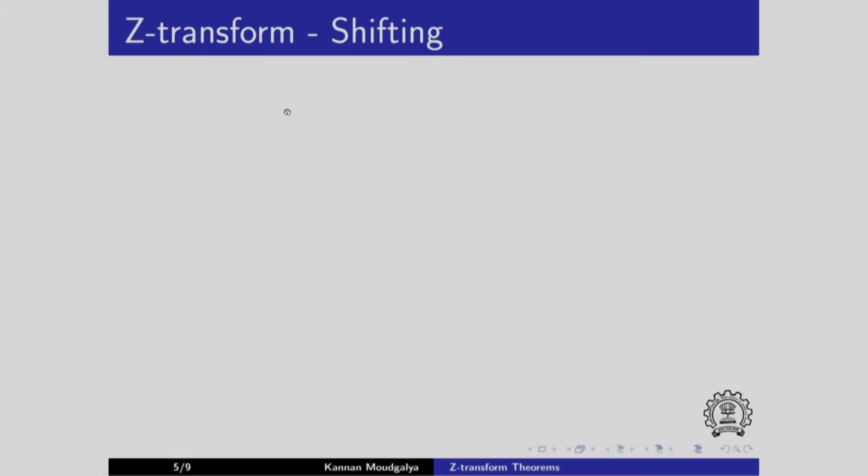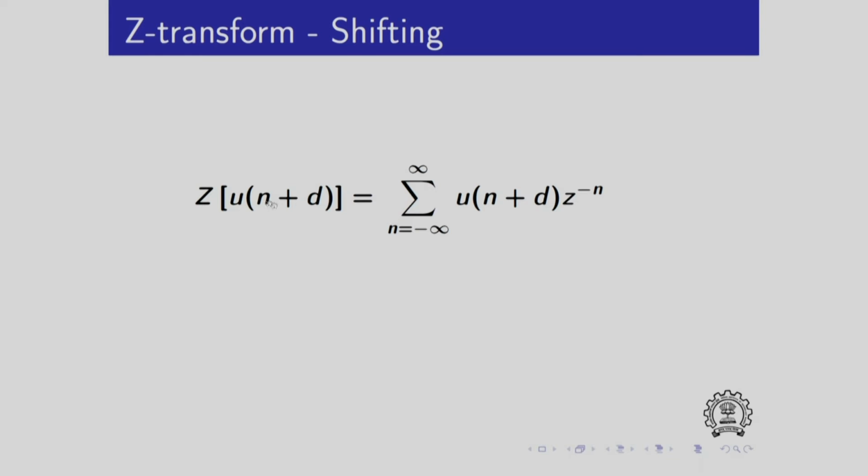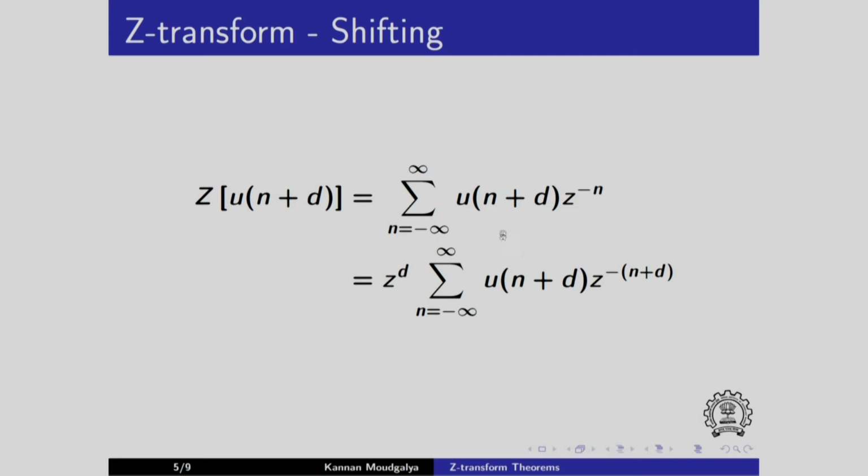Next we will take up the Z transform of shifting. So u of n plus d is the sum of u of n plus d times z to the power minus n. What happens in this case? So I write z power d outside and multiply again by z power minus d, take that inside, so it becomes z to the power minus of n plus d.